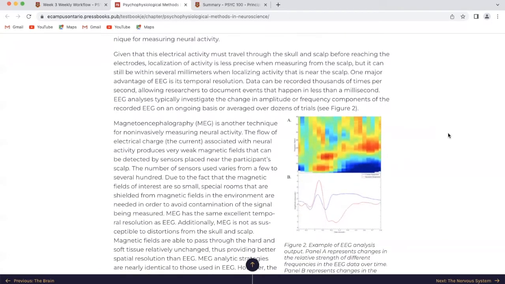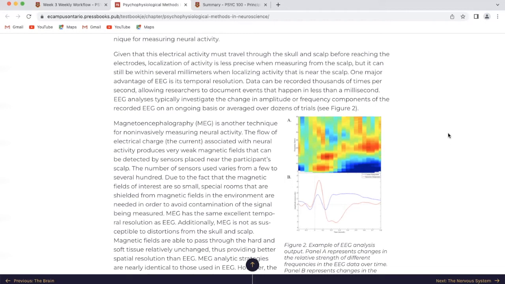Given that this electrical activity must travel through the skull and scalp before reaching the electrodes, localization of activity is less precise when measuring from the scalp, but it can still be within several millimeters when localizing activity that is near the scalp. One major advantage of EEG is its temporal resolution. Data can be recorded thousands of times per second, allowing researchers to document events that happen in less than a millisecond. EEG analyses typically investigate the change in amplitude or frequency components of the recorded EEG on an ongoing basis, or averaged over dozens of trials.